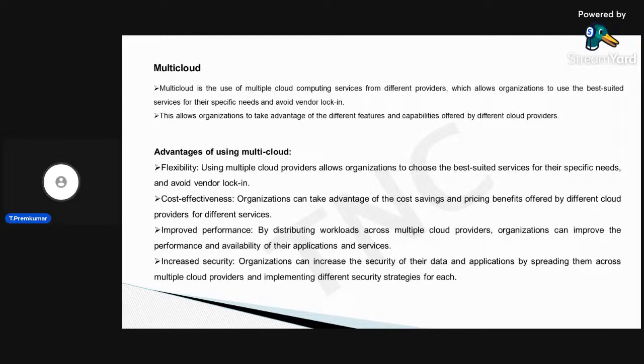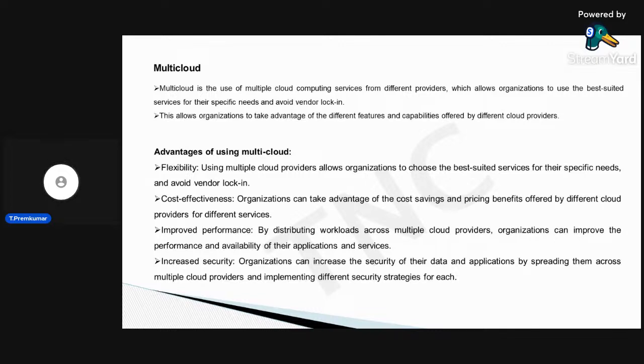In the case of multi-cloud, the multi-cloud is the use of multiple cloud computing services from different providers, which allows the organizations to use the best suited services for their specific needs and avoid vendor lock-in. This allows organizations to take advantage of the different features and capabilities offered by different cloud providers. The advantages of multi-cloud are flexibility, cost effectiveness, improved performance, and increased security.